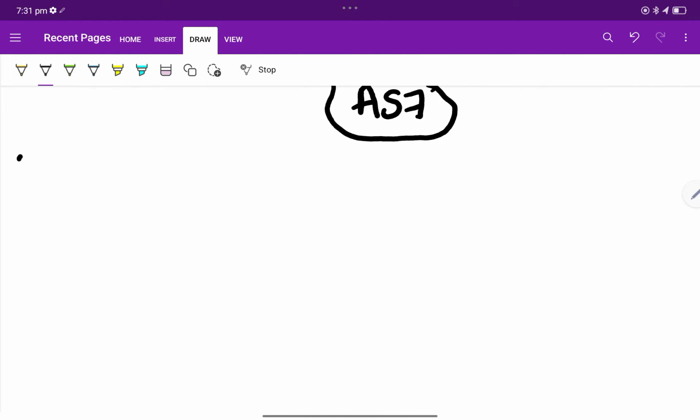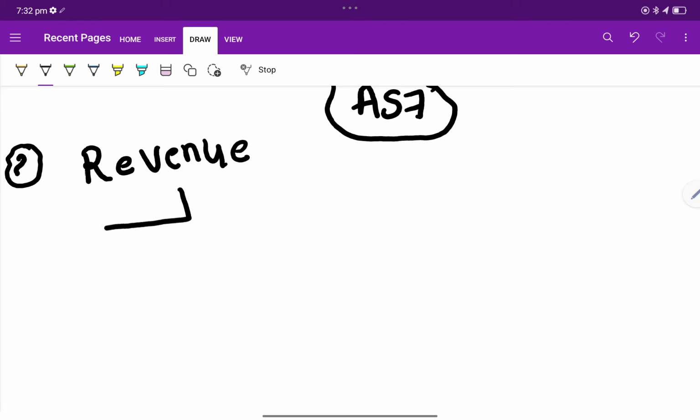First, how to remember, sir? The first point is revenue. In revenue, what will you disclose, Nana? The first one is how much revenue is booked, you need to disclose.